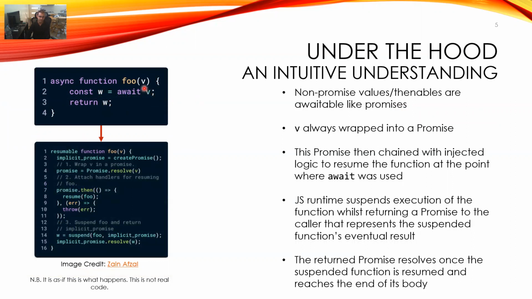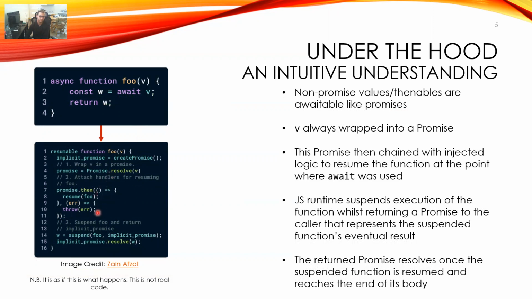The reason why I say v isn't important is because we can even await things that aren't promises. What happens is that we create an implicit promise in our mind. This doesn't actually happen. This isn't real code. But let's say v isn't a promise. It might be a thenable. Maybe it's a number or something. Then it will still be wrapped into a promise. It's just that this promise will have already resolved. So it creates a promise that is that value or resolves to that value.